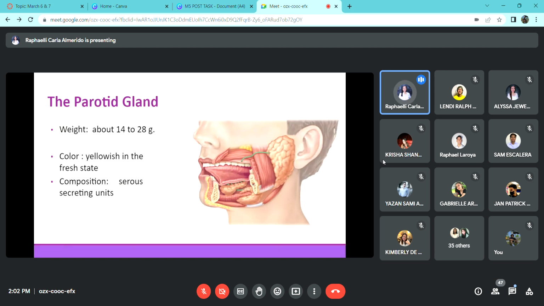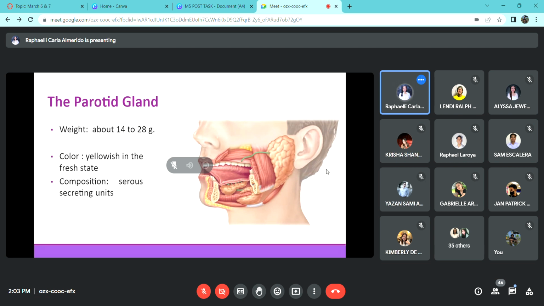So the parotid gland is one of the three major salivary glands that produces and secretes saliva for the oral cavity. So it is bilateral. So you have one on the left and one on the right side of your cheeks. And usually the weight is about 14 to 28 grams. Okay, so the color of your parotid gland is yellowish when it is in fresh state.